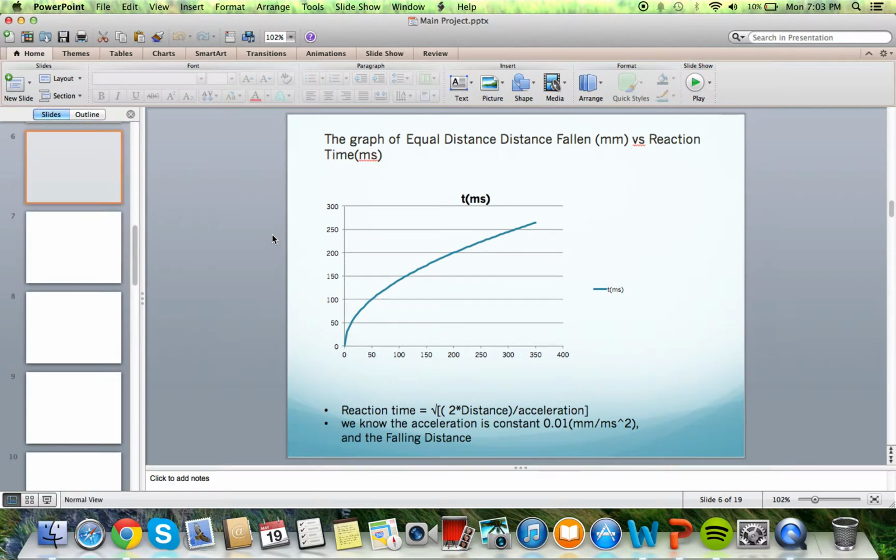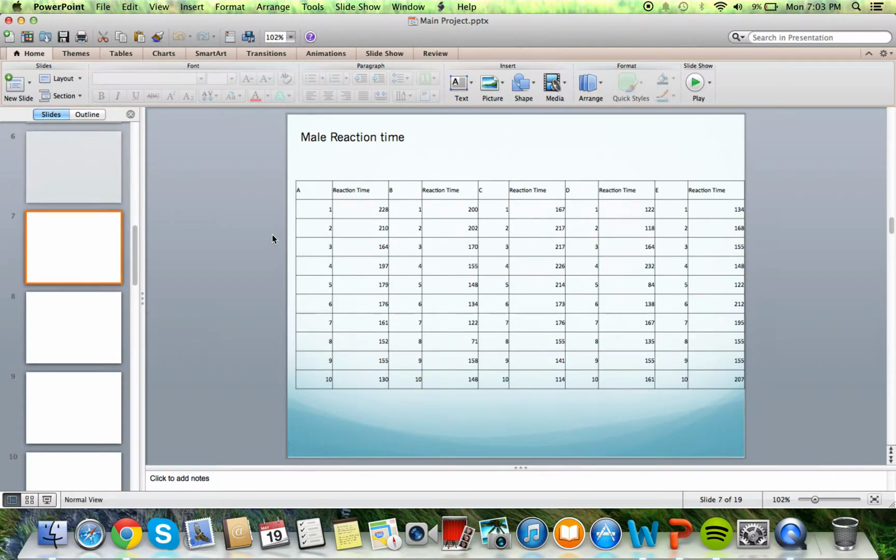And then this second graph is basically distance in millimeters versus the reaction time. So after we calculate the reaction time, it's the square root of 2 times distance divided by acceleration. As we can see here in the graph, as the distance increases, the graph becomes flatter. We know the acceleration is constant at 0.01 and the falling distance.